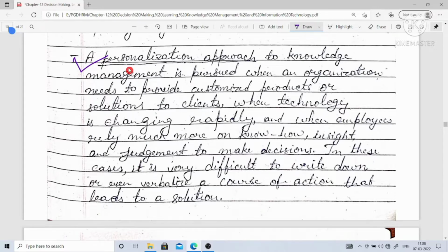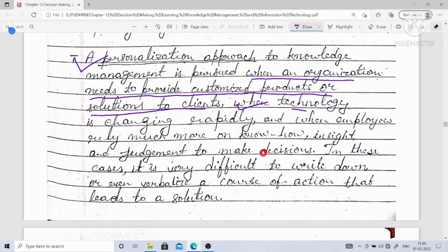Now you see in which case we use the personalization approach: when an organization needs to provide customized products or solutions to clients. Also, when technology is changing rapidly. In these cases employees rely much more on know-how, insight and judgment to make decisions.